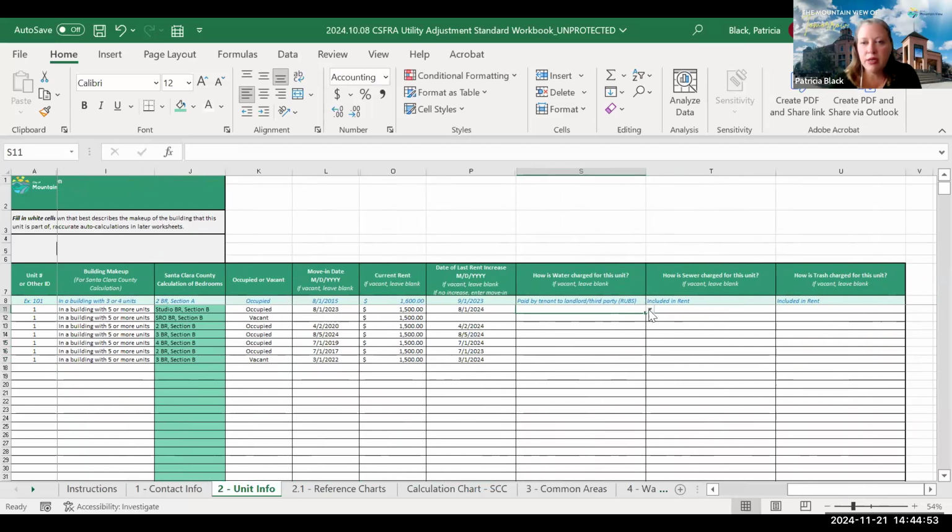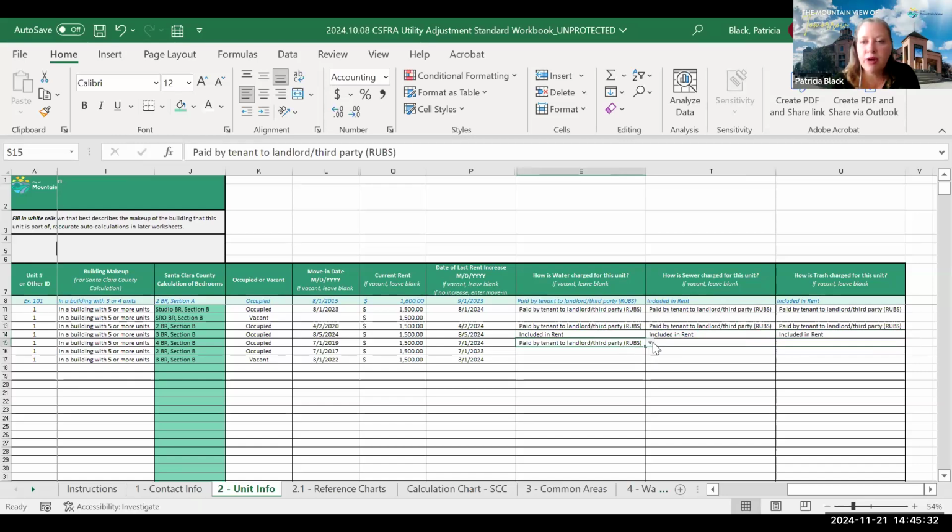So for this person, water is paid to RUBS, sewer is paid to RUBS, and trash is paid to RUBS. For our vacant unit, we're leaving it blank. The person who just moved in August, we are going to let the rent stabilization division know that they are included in rent like they should be. And if it was sub-metered, we would include that. That is perfectly fine.